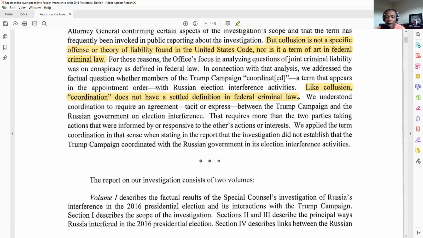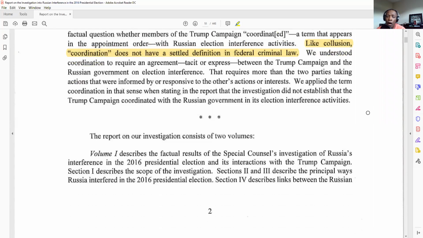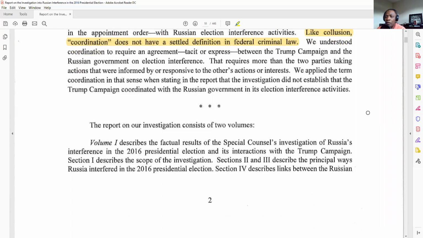Here we go again. Like collusion, coordination does not have a settled definition in federal criminal law. We understood coordination to require an agreement, tacit or express, between the Trump campaign and the Russian government on election interference. That requires more than the two parties taking actions that were informed or responsive to others' actions or interests. We apply the term coordination in that sense when stating in the report that the investigation did not establish that the Trump campaign coordinated with the Russian government in its election interference.